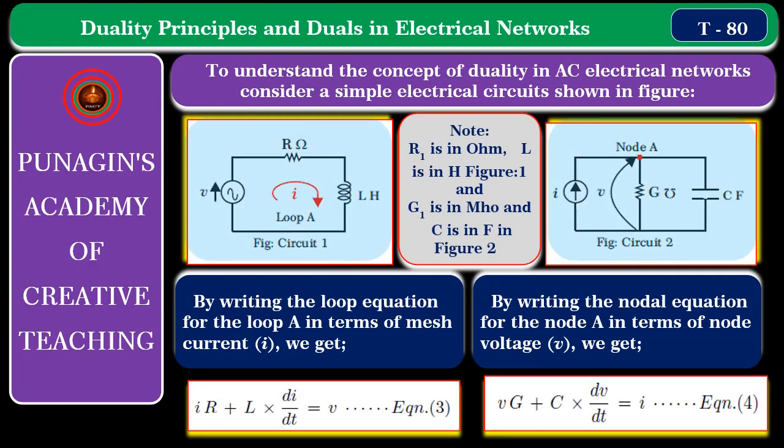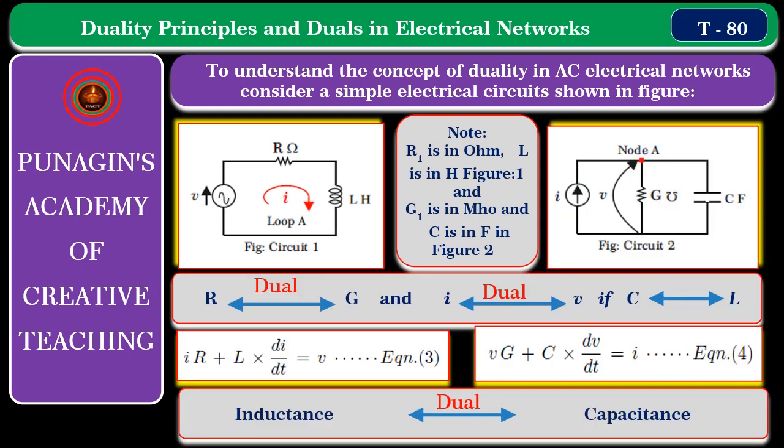Similarly, consider simple AC circuits shown in figure. By writing the loop equation in terms of instantaneous values for circuit 1, we get I into R plus L into di by dt is equal to V. Similarly, by writing the nodal equation for circuit 2, we get V into G plus C into dV by dt is equal to I.